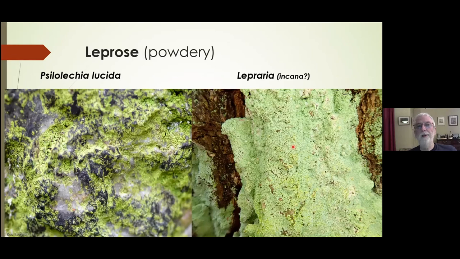This is a powdery type of lichen that is found on rough bark trees. This is in fact an oak in Bushwood. And usually Lepraria incana is a sort of bluey green colour. And I think I thought at the time it was bluey green, but this has come out a bit yellowy. So if you imagine this as bluey green, this would be Lepraria incana.